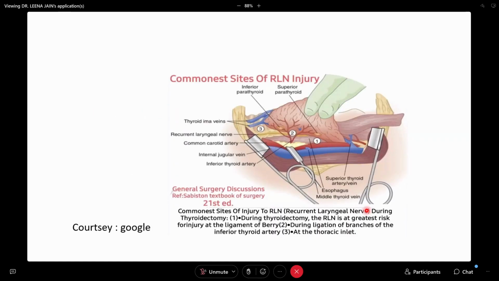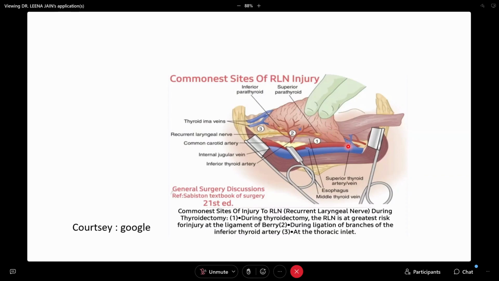This is just a picture taken from Google, just to show you the sites where there are maximum chances of damage to the recurrent laryngeal nerve, or in other words, all the places where you can see the recurrent laryngeal nerve when you do the dissection. So this is the thyroid lobe. This is towards your cephalad, the superior pole, and this is your inferior pole. So there are a few sites. The first site is at the posterolateral aspect of the superior pole.